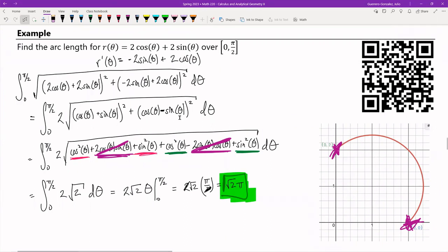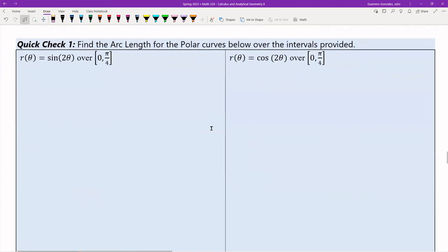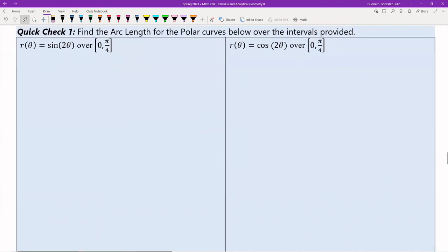I've got some quick checks for you guys to try out. So try these out. Like I said before, use the calculator that I'm providing you to verify your work, to double check your work. It's not supposed to be a crutch. Make sure you're able to do all the integrals that you see.